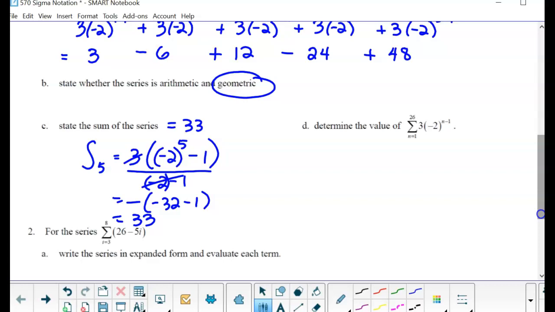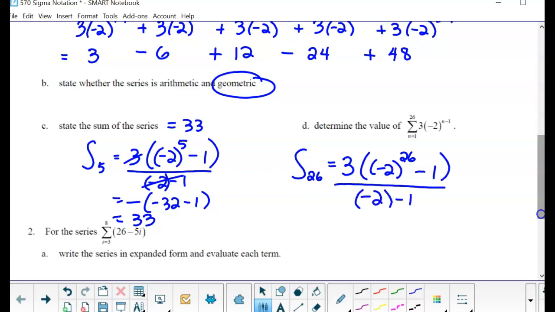Now, the next one, I would not want you writing out 26 terms. So this one, we'll do S26. So first term is still 3. Common ratio is still -2, but now it's going to be 26 minus 1 all over -2 minus 1. So same deal, this divides into this to give you -1, so negative bracket. And then -26, I don't think I opened my calculator today. Just a sec here.